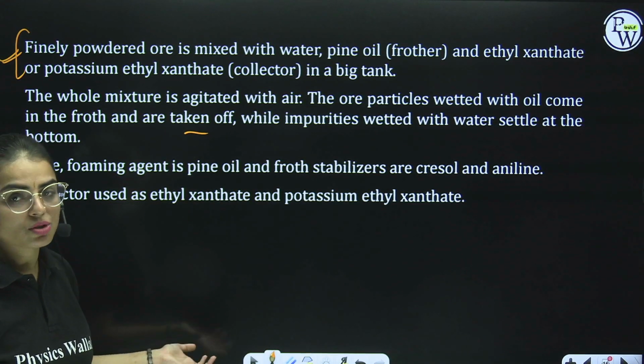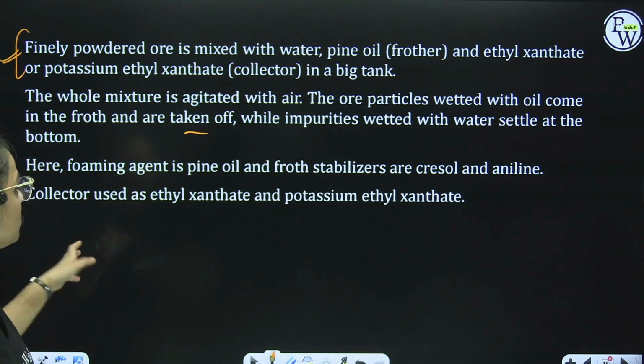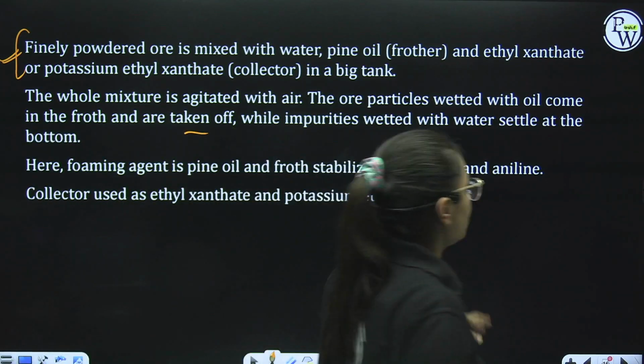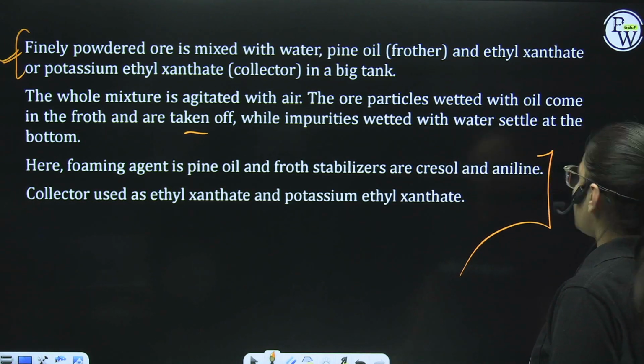Such questions can also be asked, that what exactly you are using over here, right? The collector used is ethyl xanthate and potassium ethyl xanthate. Questions are generally asked from this. Clear everyone? This was the froth flotation process.